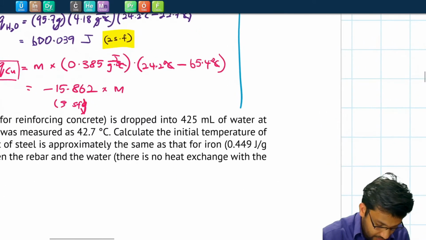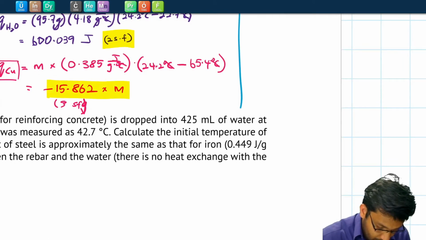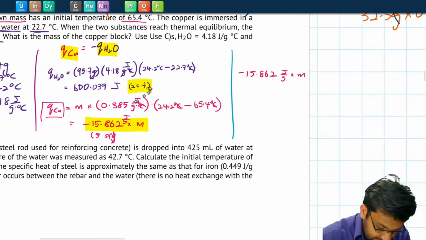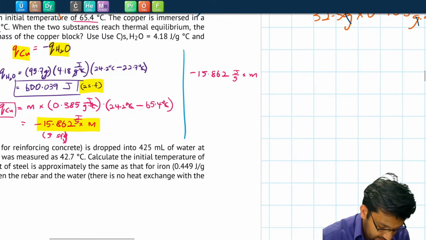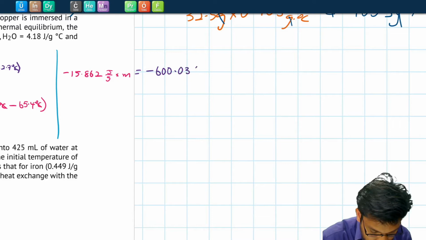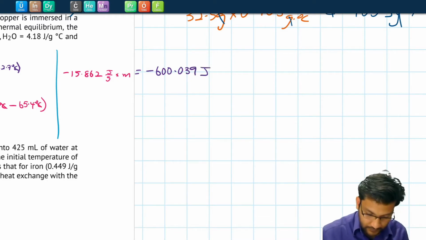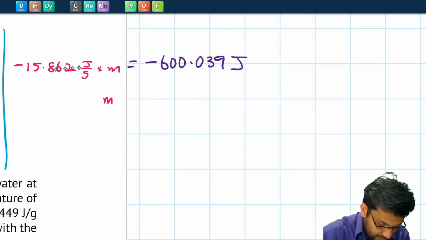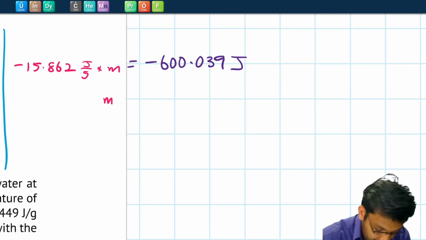So our Q for copper that we found was minus 15.862. The units here should be joules per grams. So joules over grams times the mass M that we don't know. And that should be equal to negative the Q from water. Right, so the Q from water is 600.039, so this should be equal to negative 600.039 joules.